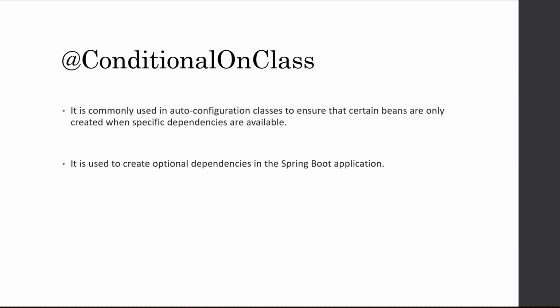The @ConditionalOnClass annotation is commonly used in auto configuration classes to ensure that certain beans are only created when specific dependencies are available. To understand this, we can take an example of Spring Data JPA. If the Spring Data JPA jar is present in the class path, then only the bean for data source would be created. If Spring Data JPA is missing from the class path, then the bean for data source would not be created.